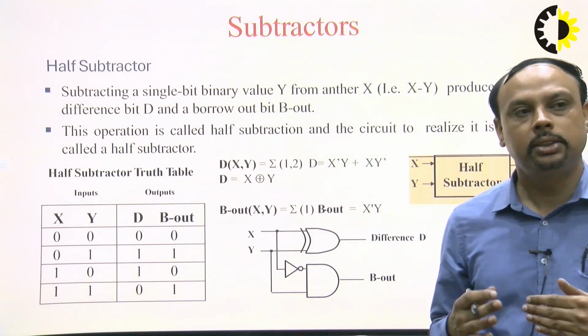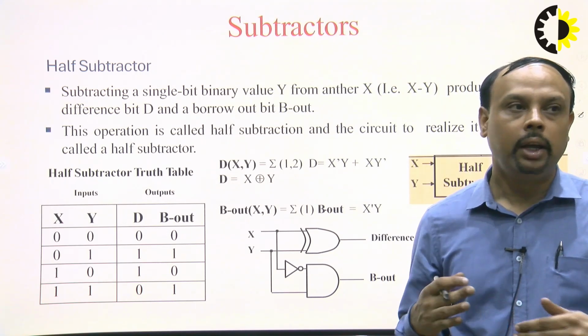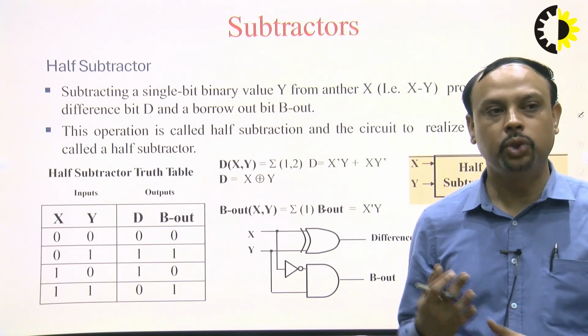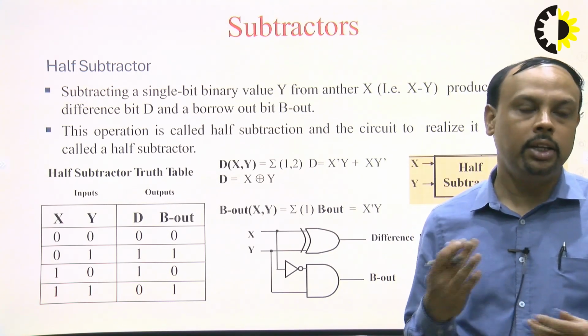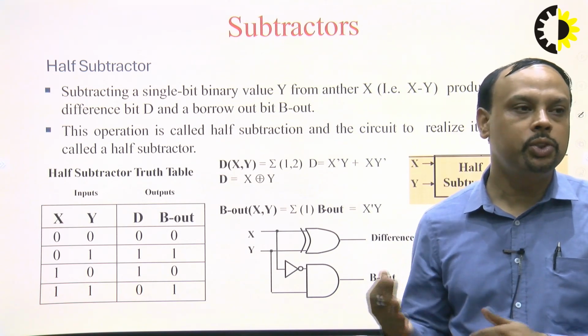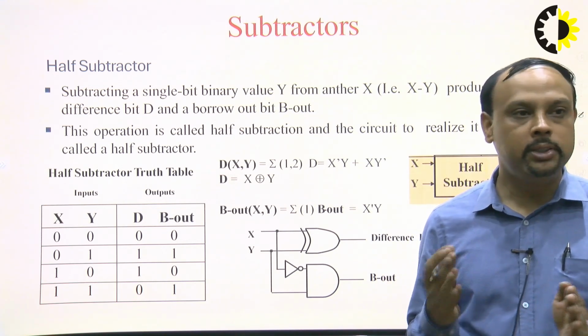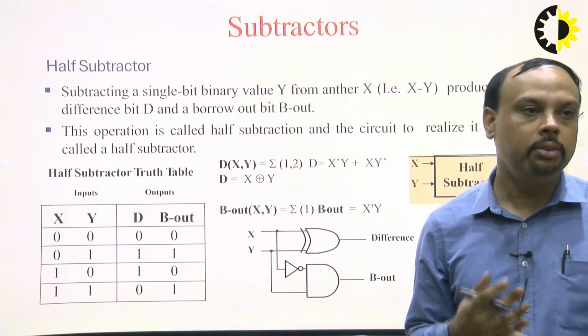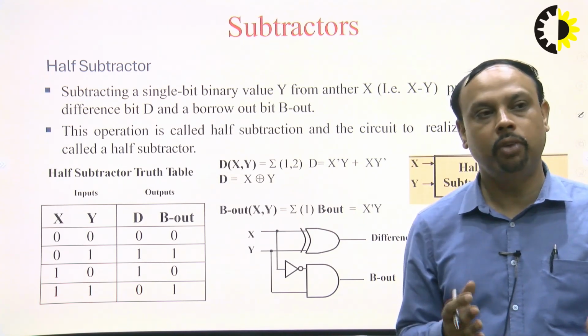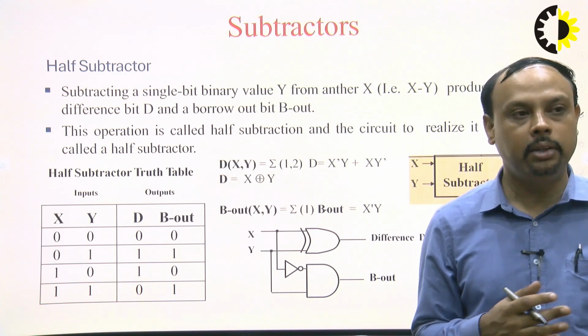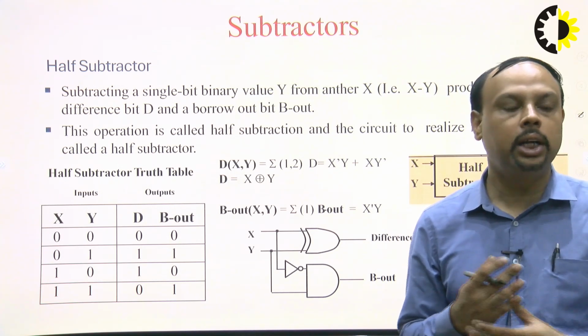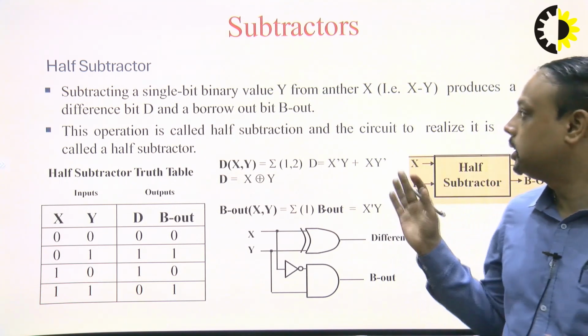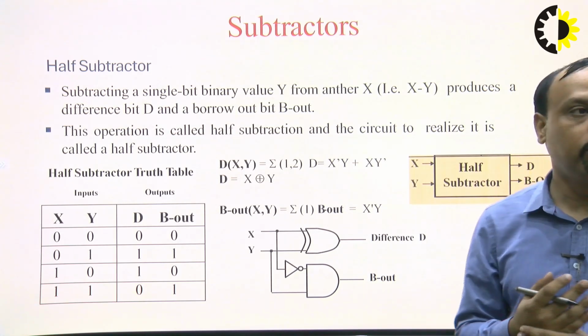So a subtractor is somewhat like addition with the help of the 2's complement method. Again, it is categorized into two categories: either 2-bit subtraction or 3-bit subtraction. In 3-bit subtraction, there is a borrow involved from the next, more significant bit. This is the slide of the half subtractor.